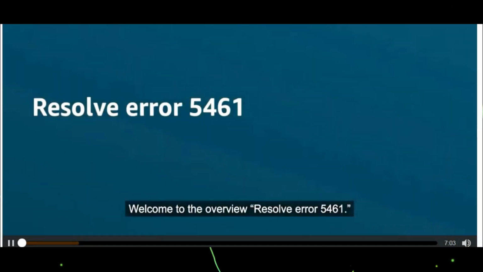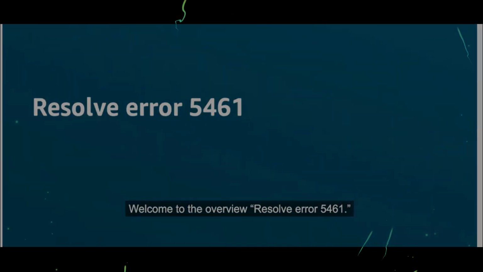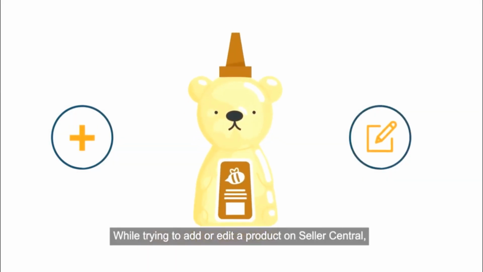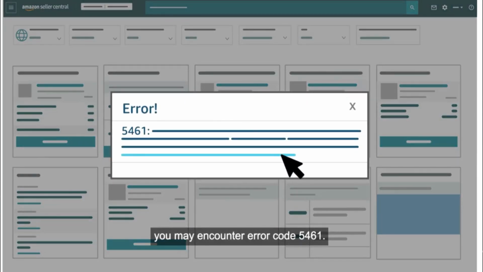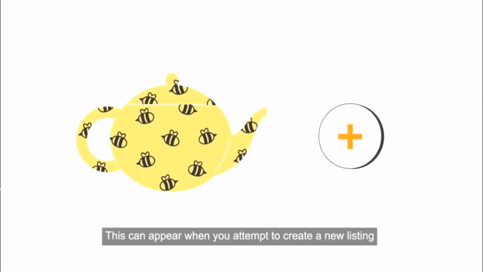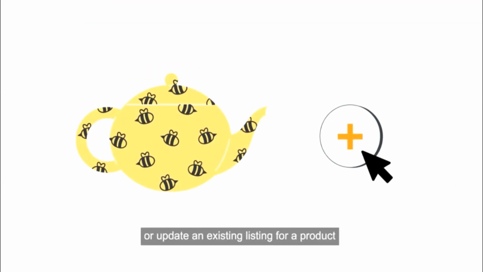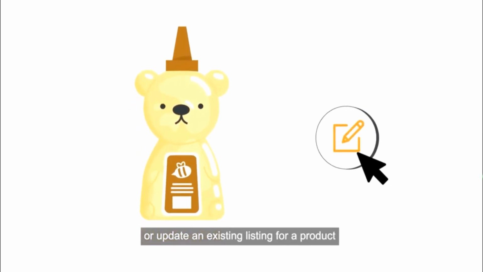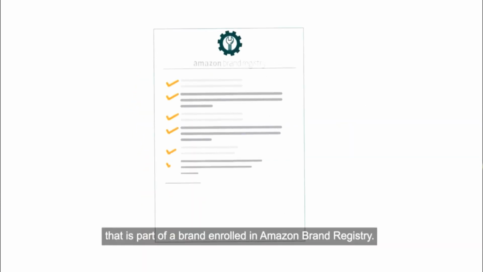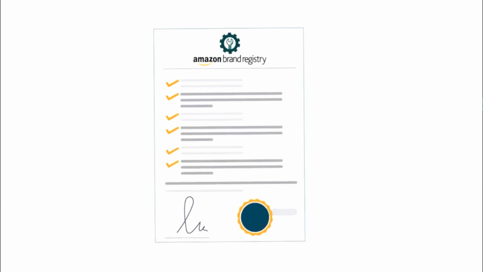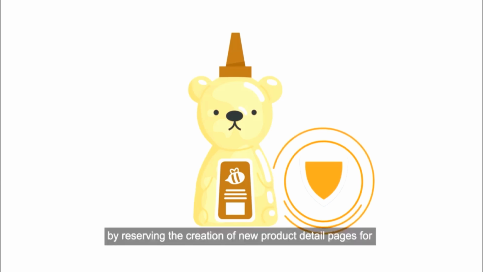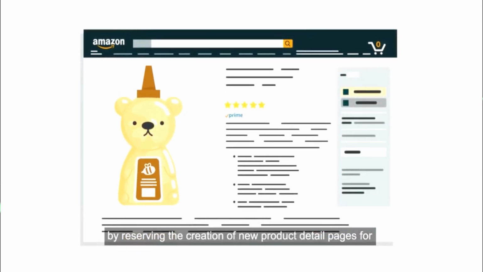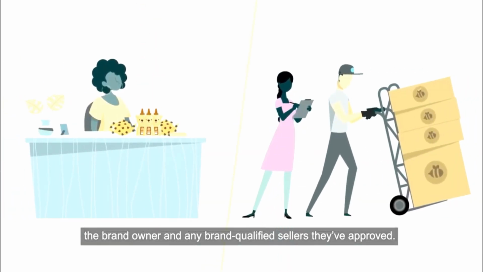Welcome to the overview: Resolve Error 5461. While trying to add or edit a product on Seller Central, you may encounter error code 5461. This can appear when you attempt to create a new listing or update an existing listing for a product that is part of a brand enrolled in Amazon Brand Registry. We protect the integrity of listing information for enrolled brands by reserving the creation of new product detail pages for the brand owner and any brand-qualified sellers they've approved.